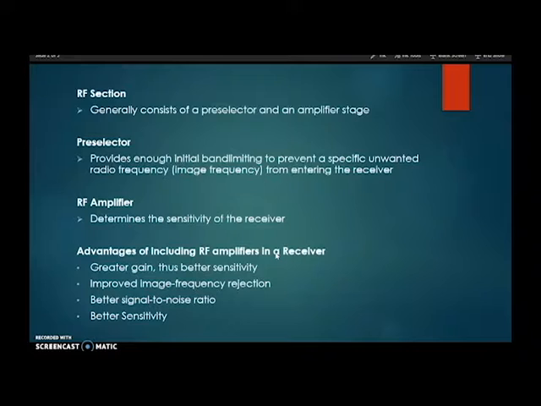The radio waves from various broadcasting stations are intercepted by the receiving antenna and are coupled to the stage. This stage selects the desired radio wave and enhances the strength of the wave to the desired level. The advantages of including RF amplifiers in a receiver are greater gain, improved image frequency rejection, better signal-to-noise ratio, and better sensitivity.